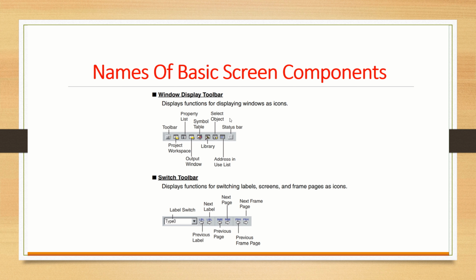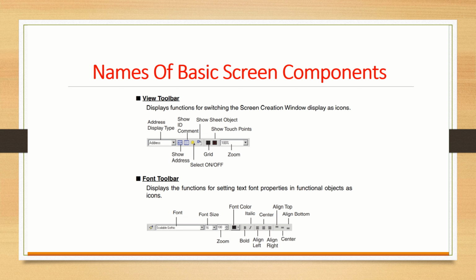Then, we have the Window Display toolbar. It displays the function for displaying the windows as icons. And the Switch toolbar is used for switching labels, screens, and frames pages. The View toolbar displays the function for switching the screen creation window. The Font toolbar displays the function for setting the text font properties in functional objects.